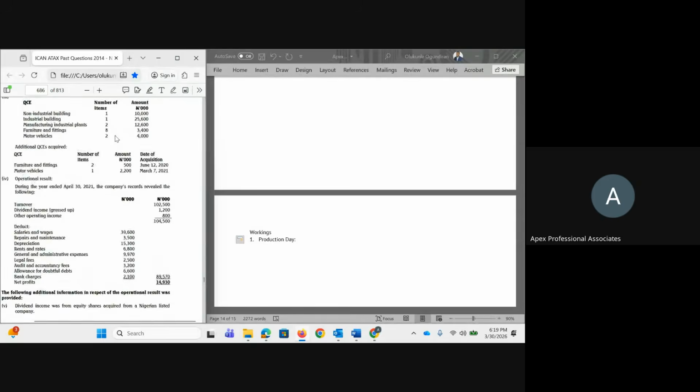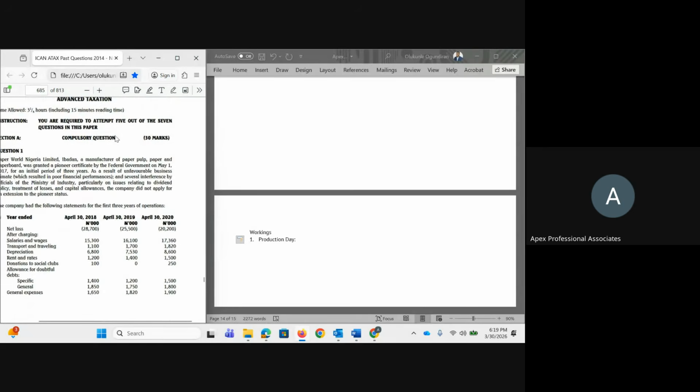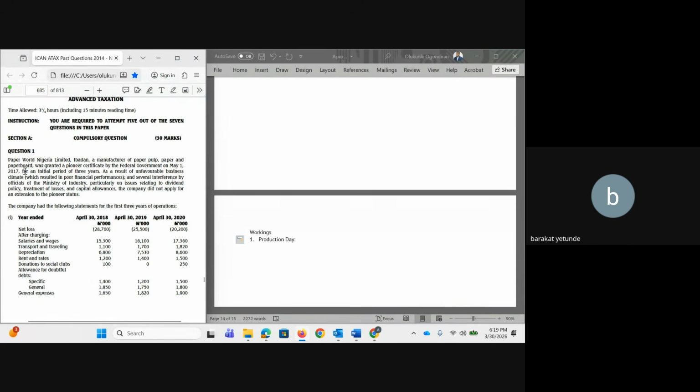The examiner will always tell you the production day. So we were told that it was granted the pioneer certificate on May 1, 2017. Is that correct? Yes, sir. Good. And we said the day you are granted the certificate is called the production day. The next information I will be on the lookout for is to check, does it apply or was it granted an extension? If it was granted an extension, it will be 5 years. But if the company is not granted an extension, it will be 3 years, right?